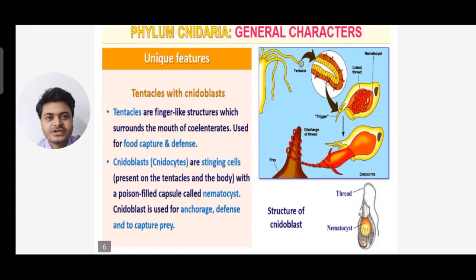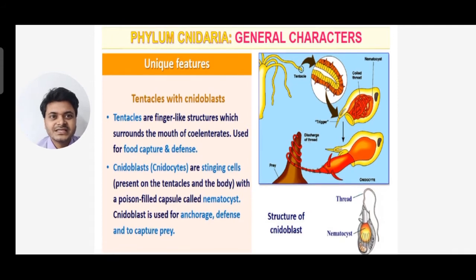Certain unique features are there in the phylum Cnidaria. First is tentacles with cnidoblast. Tentacles are finger-like structures which surround the mouth of the coelenterate, used for food capture and defense mechanism. Coelenterate is another name of phylum Cnidaria.